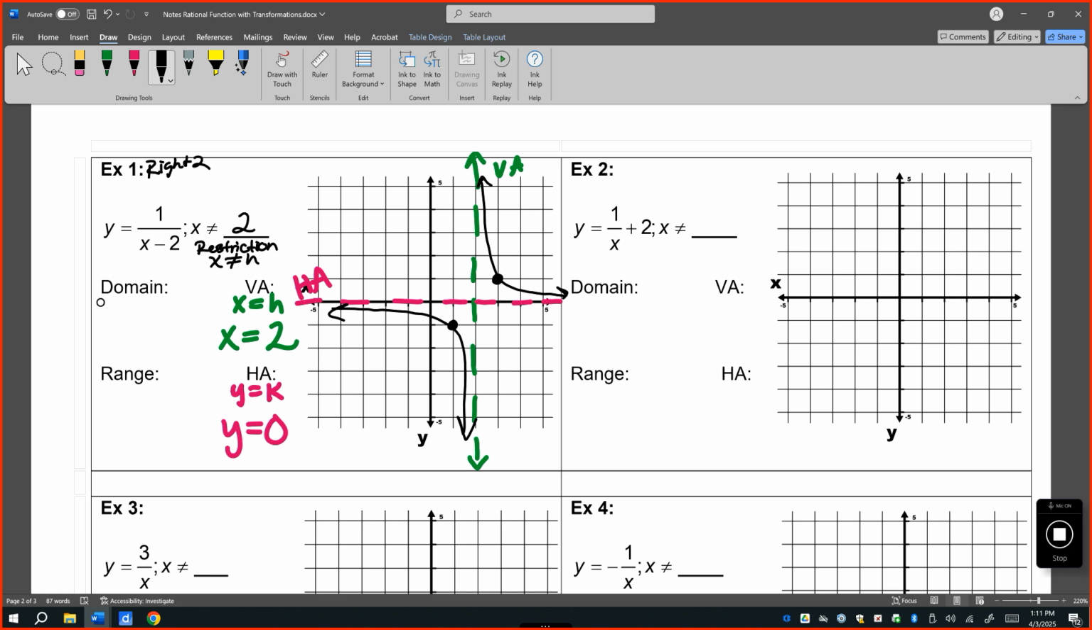Okay, then we go to domain and range. Remember, x can be all real numbers except for one number. So it can be all real numbers except for whatever this vertical asymptote is. And that vertical asymptote is 2. So x can't equal 2. In range, y can be all real numbers except for one number. And it's that horizontal asymptote at 0. Okay? So you kind of see how these sort of match?